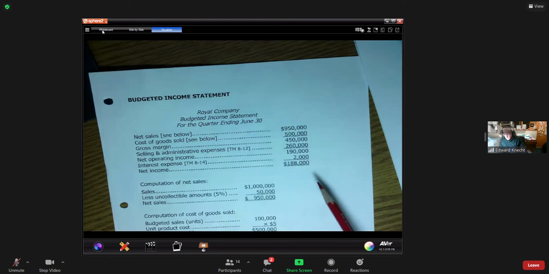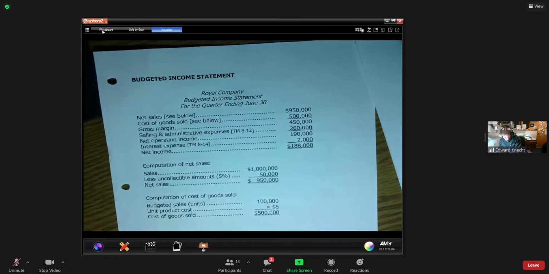Okay? So here's how they came up with net sales. Everybody knows sales minus the uncollectible amounts. Net sales, yes. Computation of cost of goods sold: budgeted sales, unit product costs. They're going to have 100,000 units. If our product cost is $5 a unit, that's simple enough, right? We know how to do that. It's a little bit of arithmetic, multiplication.